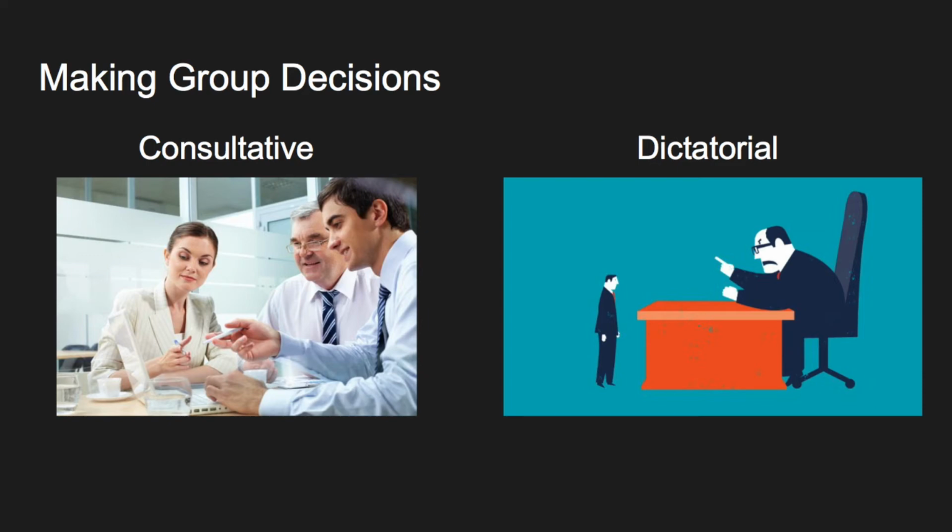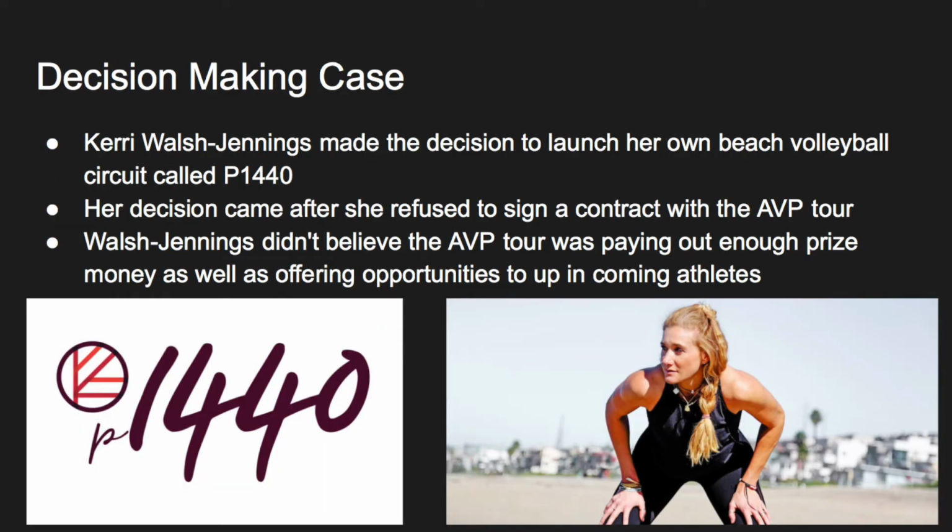In a Sports Business Journal article titled "Walsh Jennings Goes on the Attack with P1440 Series," beach volleyball player Kerri Walsh Jennings made the decision to start her own professional beach volleyball tour. The popular beach volleyball player made this decision a year after deciding not to sign a contract with the American Volleyball Tour. Walsh Jennings believed the prize purses for the AVP Tour were much too low, and the athletes deserve more. For the P1440 series, the prize purse is $300,000, substantially more than the AVP Tour.